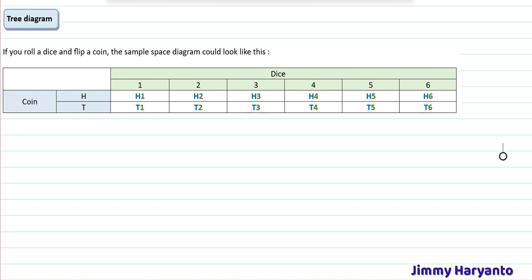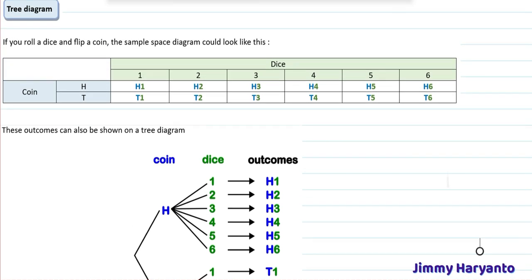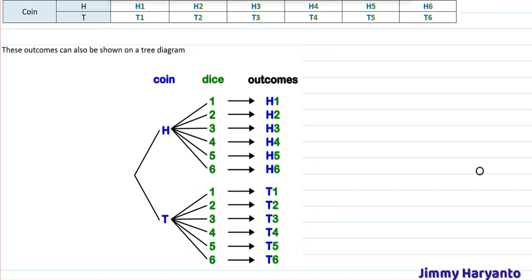So this method is called sample space diagram, or I usually call this a table of probability. But for today, we're gonna learn about a tree diagram. The tree diagram for that situation will be like this. We'll have a coin and also a dice. For the coin, we'll have head and tail, and then the branches of the head will be 1, 2, 3, 4, 5, 6 for the dice, and the branch for the tail also 1, 2, 3, 4, 5, 6. So the outcomes will be like this.